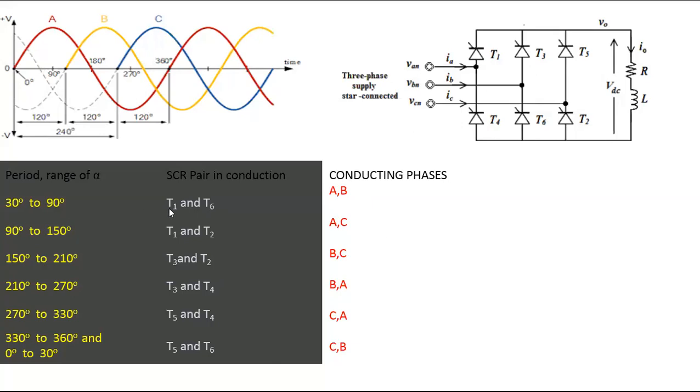So from 30 to 90, which SCRs are conducting? T1 in the positive region, and T6. So current flows between 30 to 90 from A to T1, T1 to load, from load to T6, and T6 to B. Okay, so I'll show one animation once again, how the current flows. Once again, we'll share this slide.